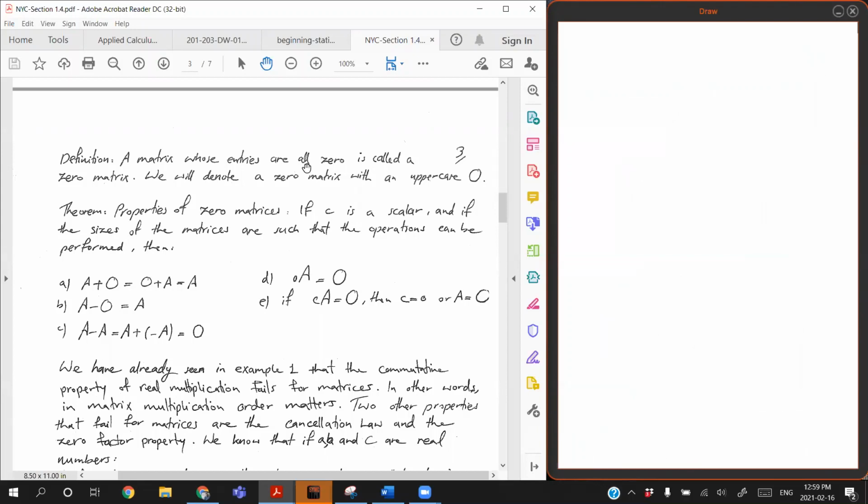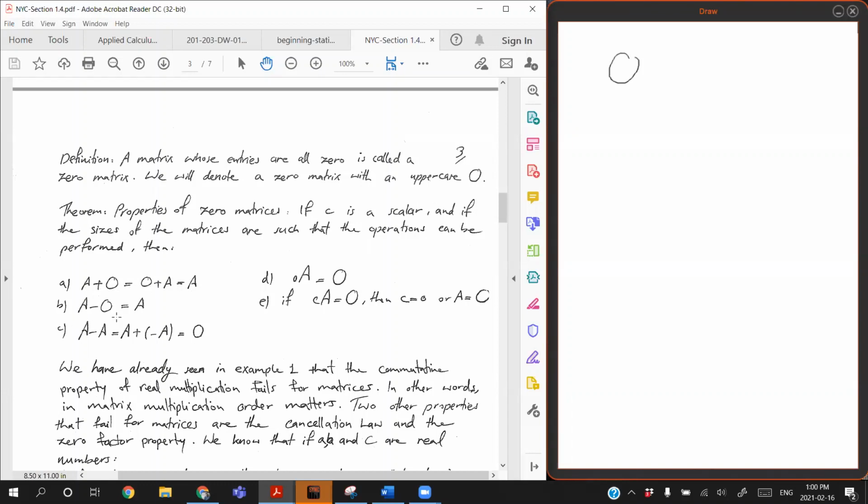A matrix whose entries are all zeros is called a 0 matrix. We will denote a 0 matrix with an uppercase O. So whenever you see an uppercase O, that's the 0 matrix. Properties of the 0 matrices. So in these parts of this theorem, think of C as a scalar. And if the sizes of the matrices are such that the operations can be performed, then we have matrix A plus the 0 matrix, or the 0 matrix plus A is going to be A.